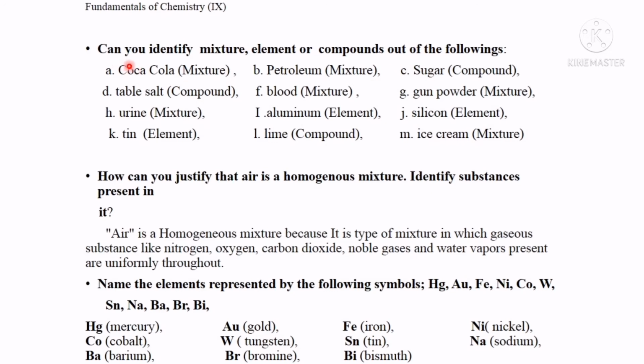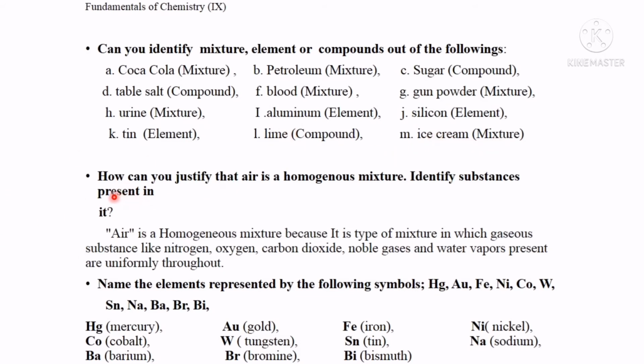First question is, can you identify mixture, element or compound out of the following? Coca-Cola is a mixture. Petroleum is a mixture. Sugar is a compound. Table salt or sodium chloride is a compound. Blood is a mixture. Gunpowder is also a mixture. Urine, mixture. Aluminium is an element. Silicon is an element. Tin is an element. Lime is a compound. Ice cream is a mixture.